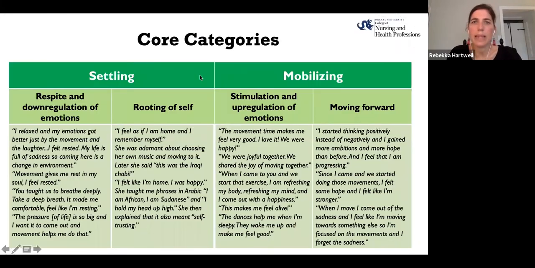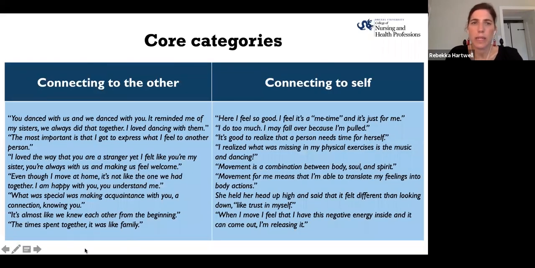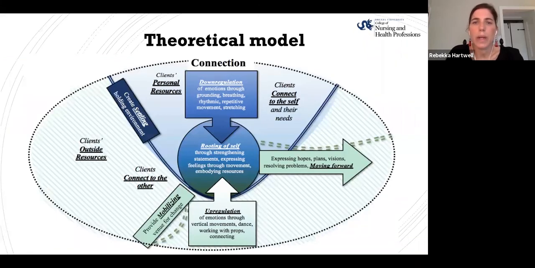So you see settling and mobilizing, and connecting to the other, connecting to the self. Maybe it would be clearer if I had written it a little differently, but here you see settling. The settling is sort of the container, and during the settling there were these two components, down-regulating and rooting of self. So the settling is the container that holds these two subcategories.